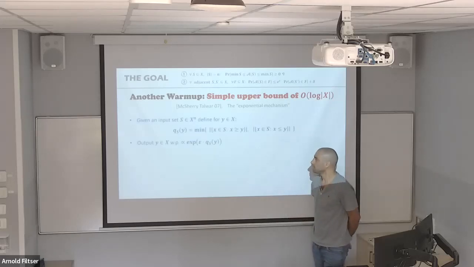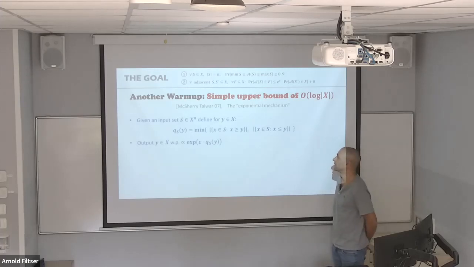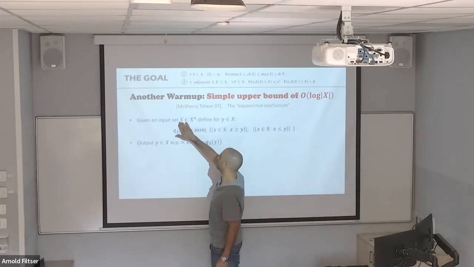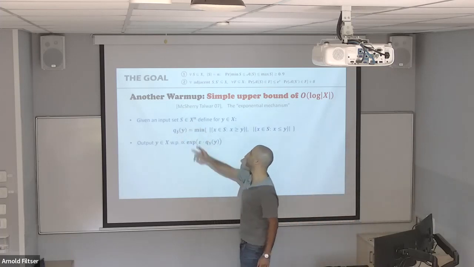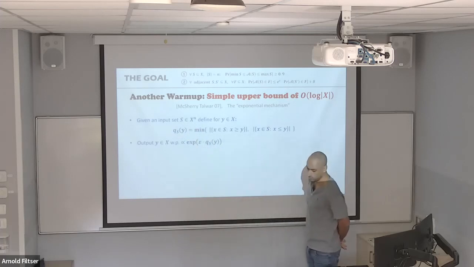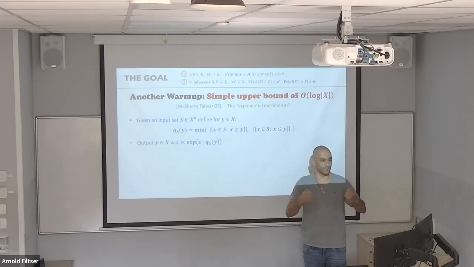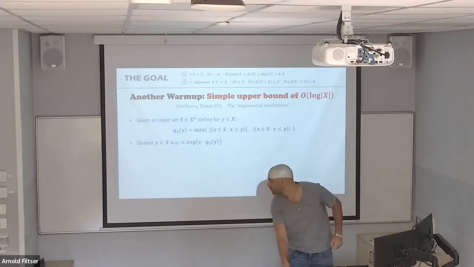Okay, so here is the algorithm that gets sample complexity log the size of the grid. Your input data set is S containing n points from your grid, and you want to output a point Y from the grid that's inside the convex hull in one dimension. So what do you do?